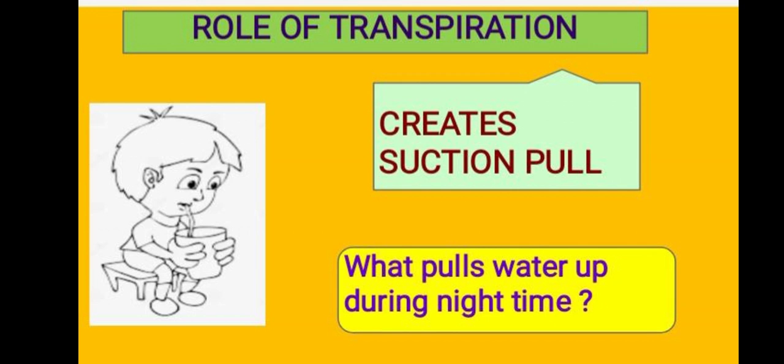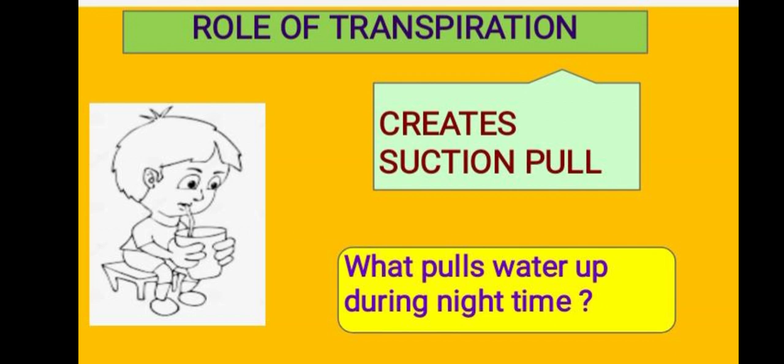Now children, it is this transpiration process that creates a suction force that helps the roots to pull water from the ground and thus transport it to all the parts of the plant. This is similar to drinking juice from a straw. When we suck the straw, the juice comes up.